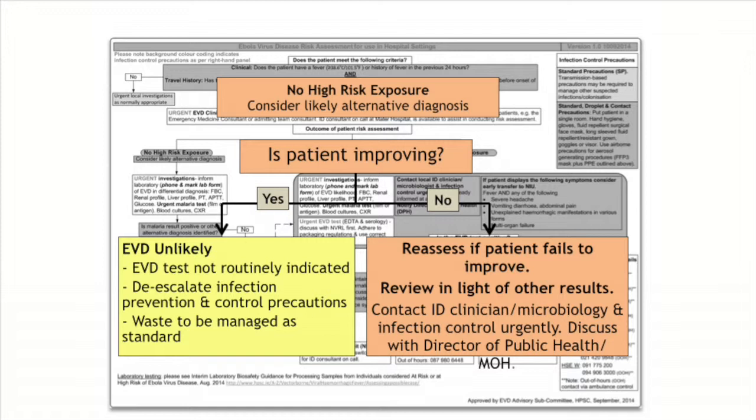But if you have an alternative diagnosis and the patient doesn't improve, then you need to reassess and review in light of all the results. And at this stage, if you haven't already involved ID, micro and infection control, you need to, and probably also the NIU, and you need to discuss with the Director of Public Health, because at that stage you may be going on to do an EVD test.